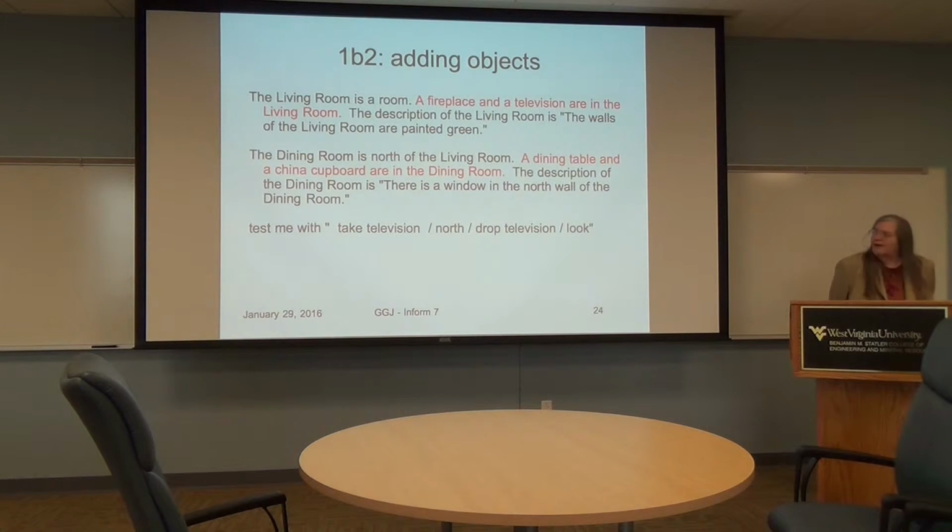So now I'd like to add objects to my rooms. And so, what do I want to do? The red ink gives a clue. In the paragraph describing the living room, I say a fireplace and a television are in the living room. And when I describe the dining room, I say a dining table and a china cupboard are in the dining room.